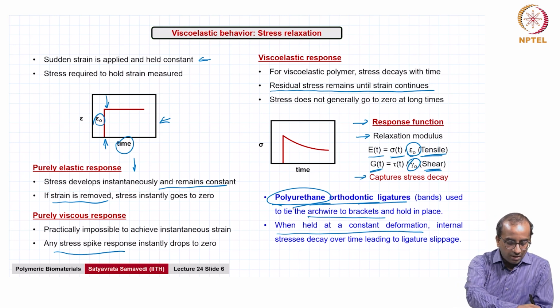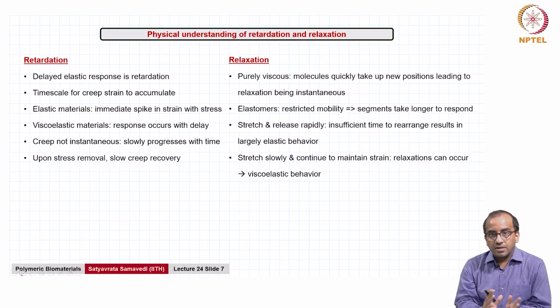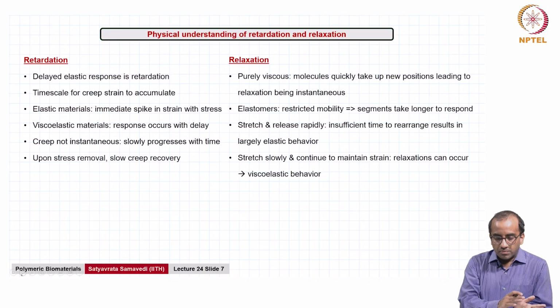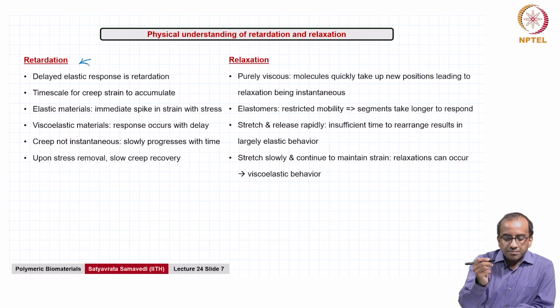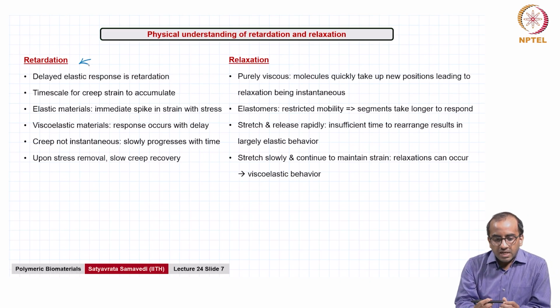Now, two related concepts that we will see are related to creep and stress relaxation are retardation and relaxation, and we are trying to understand them from a molecular or physical perspective. Retardation first may be thought of as a delayed elastic response, right?